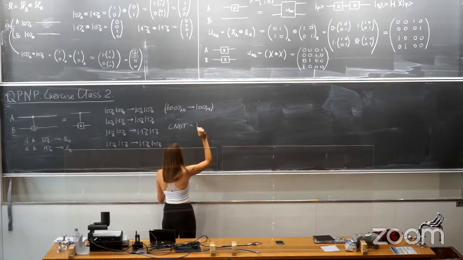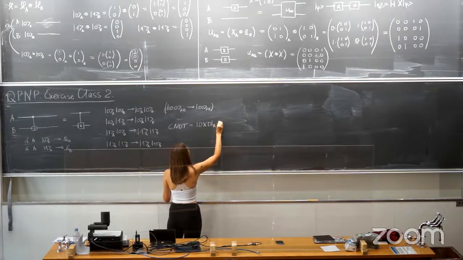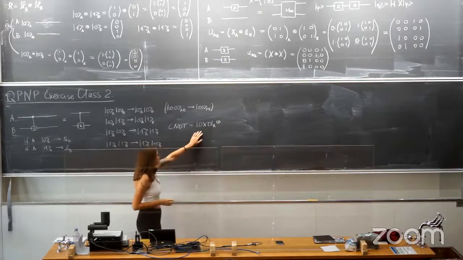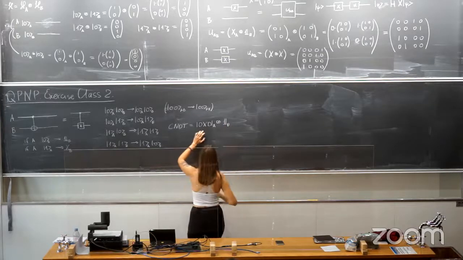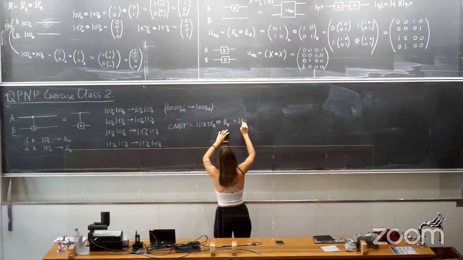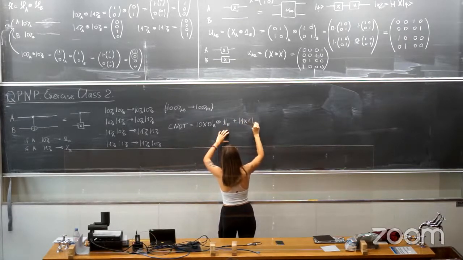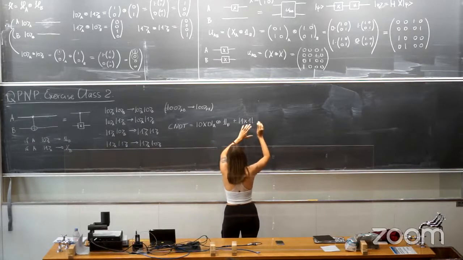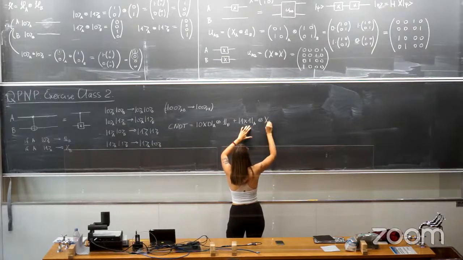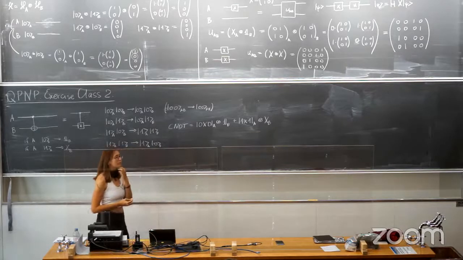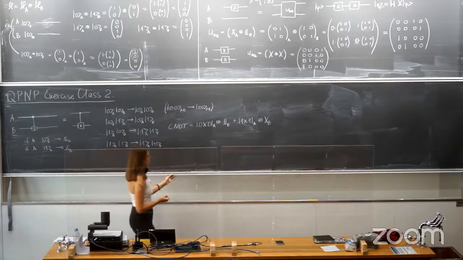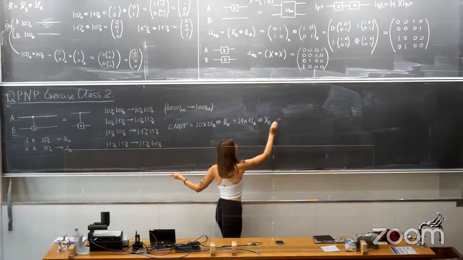Now please ask questions if this is not clear. So we say that if the system A is in a state 0, then we don't apply anything on system B. And if system A is in a state 1, then we apply an X operation on B.